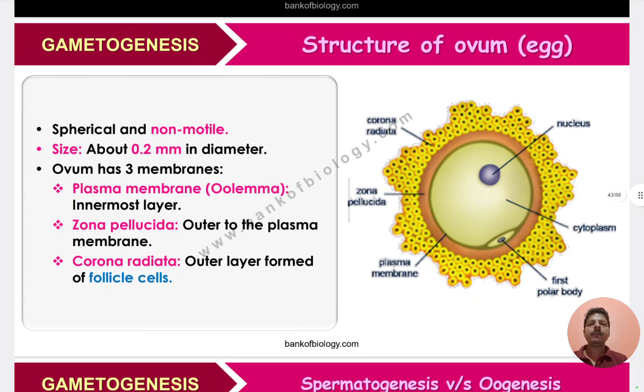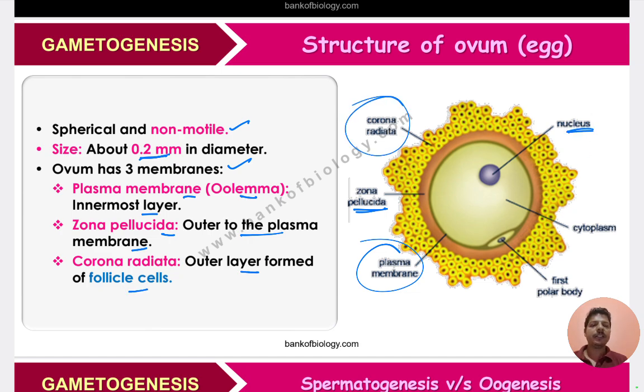Next, structure of the ovum or egg. Spherical and non-motile, as you can see. Size is about 0.2 micrometer in diameter. The ovum has 3 membranes. First of all, the plasma membrane or oolemma, the innermost layer. Outer to the plasma membrane is the zona pellucida, and the corona radiata, the outer layer formed by follicle cells. Nucleus is there, cytoplasm and first polar body.